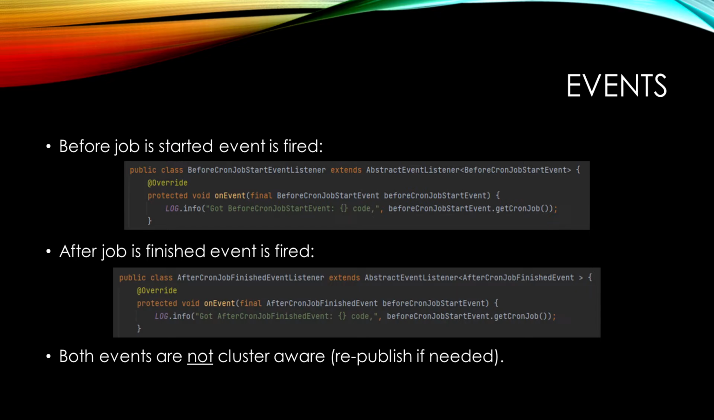Around the cron job execution, there are two cluster unaware events published. The first is the before cron job start event, and the second is the after cron job finished event. To make those events cluster aware, you need to implement your own listener and trigger the custom cluster aware events.